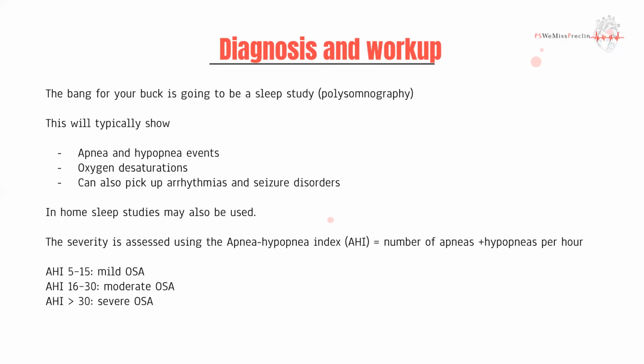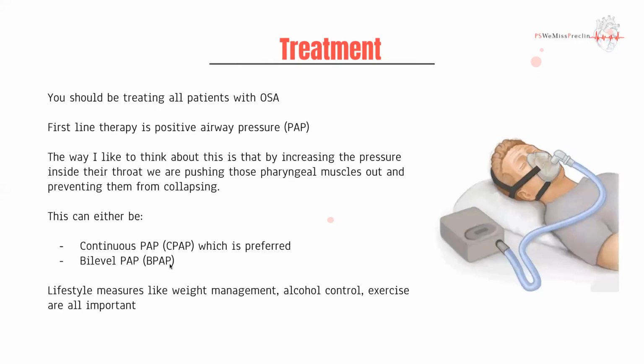And that's the number of apneic episodes plus hypopneic episodes per hour. 5 to 15 is mild. Anything more than 30 is severe. And as you can imagine, desaturating or waking up more than 30 times an hour is going to be quite debilitating for your patients. In terms of treatment, you should be treating all patients with OSA.